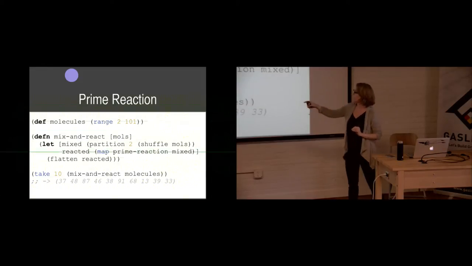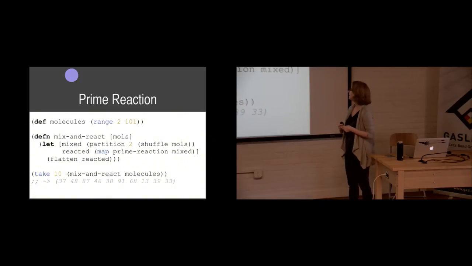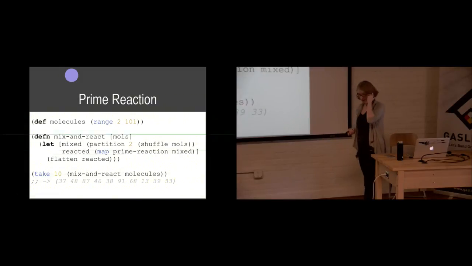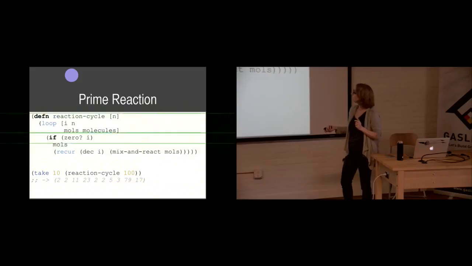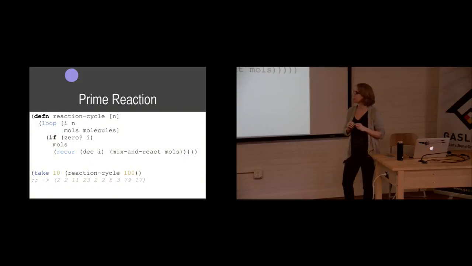So if we run this mixed reaction against our molecules and we take the first 10 results from it, we get a list of numbers. Some of them look like they might be prime. Some of them look like they might not be prime. But if we do this over and over again, let's see what happens.